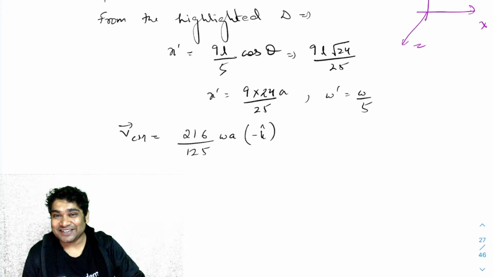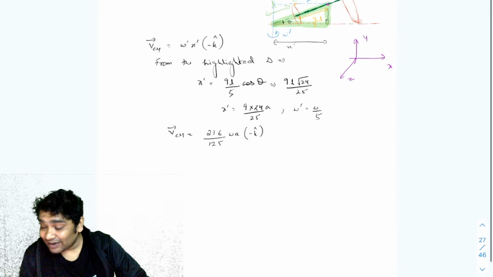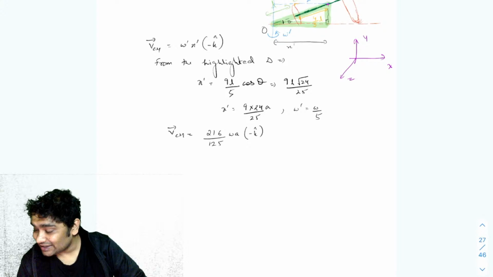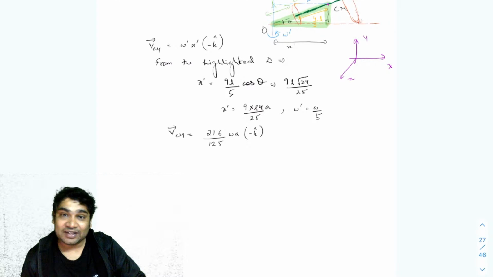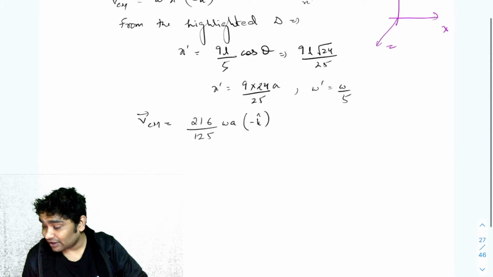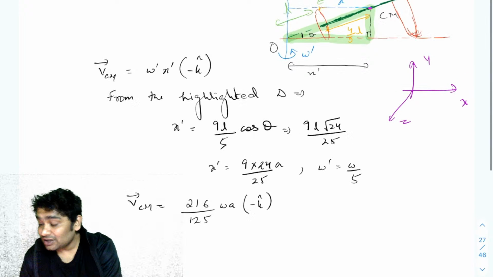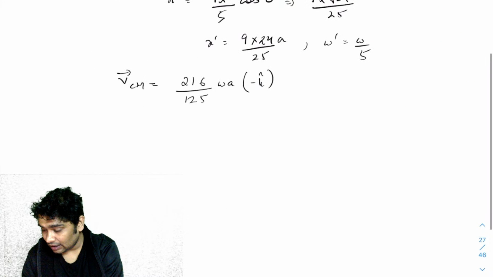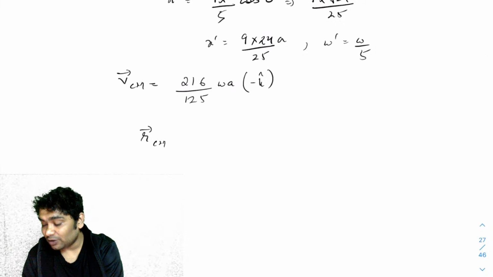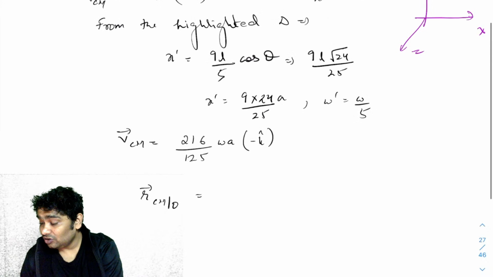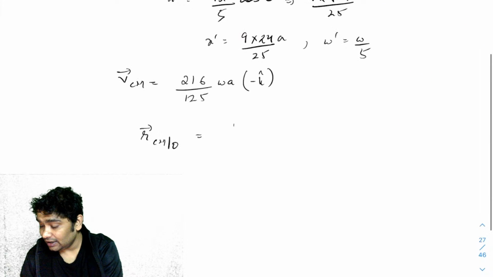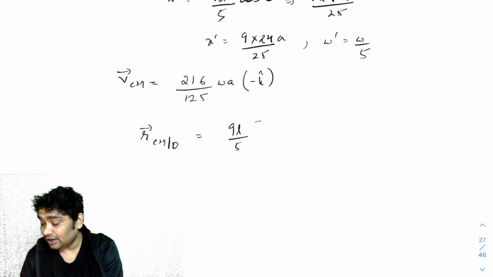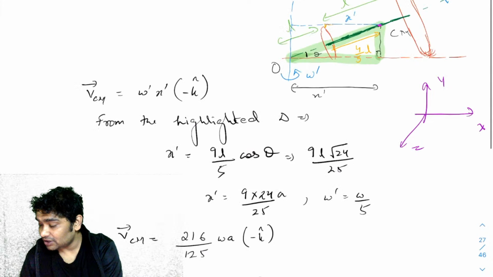Now that I have found VCM vector, let's write the position vector of CM with respect to O. So this is O, this is CM. So if I can find the position vector of O with respect to CM now, then I can find the angular momentum of CM with respect to O. So let's write this position vector. So what will this position vector be? Can I say R of CM with respect to O would be written as 9L over 5 times cos of theta i cap plus sine of theta j cap.